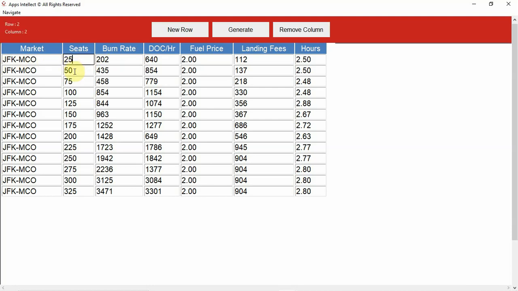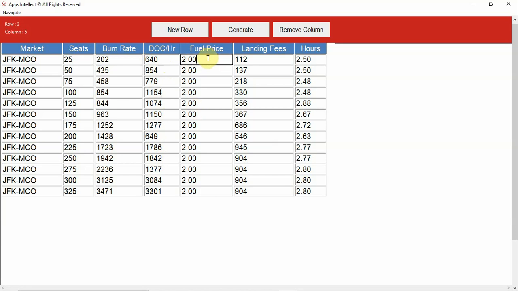These are the seats that make up the aircraft size: 75 seater, 50, 100 seater, 125 seater, and so on till 325 seater. So different sizes of aircraft are here. The burn rate, that is the airborne fuel burn rate, which is applicable when the aircraft is flying, is input. And the direct operating cost, that's crew cost, maintenance cost, ownership cost and so on, all are direct operating costs entered by the airlines.